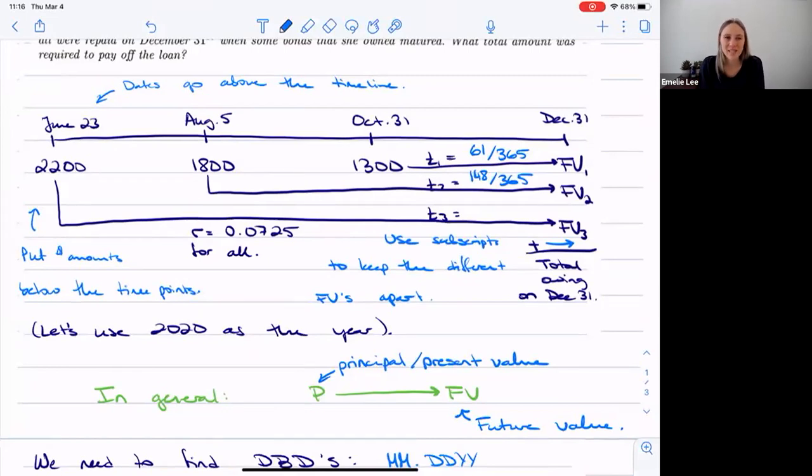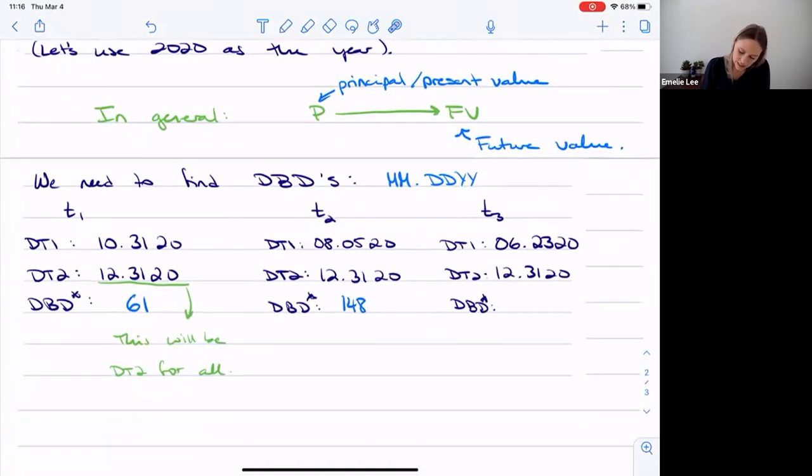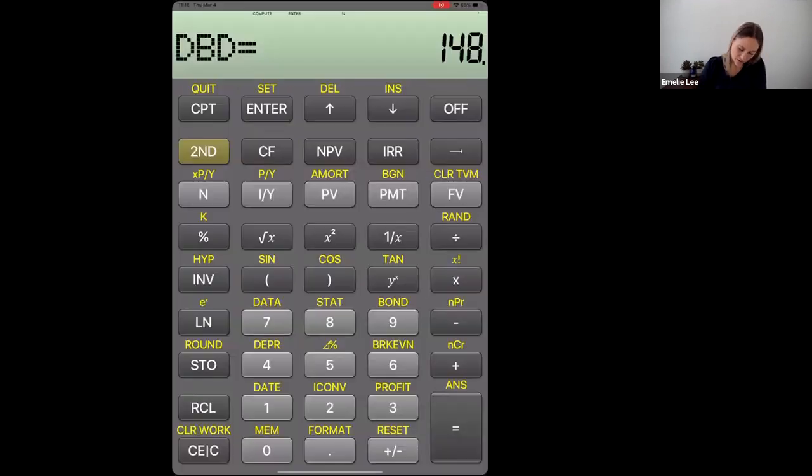Okay, same thing with T3. I'm expecting it to be quite a bit longer than 148, right? June is before August, so okay. So I'm going to change it to June 23rd. Date 1 becomes June 23rd, and date 2 has to stay December 31st.